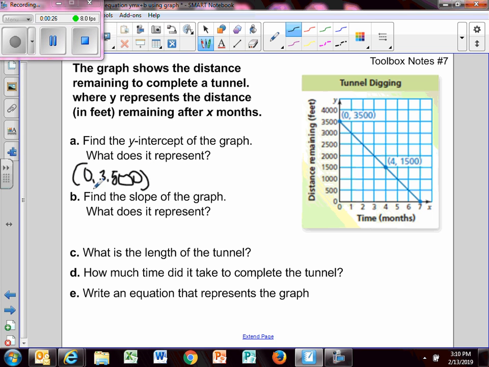And what does that represent? Well, if you're digging a tunnel over a certain amount of time, it looks like you have 3,500 feet left to dig.